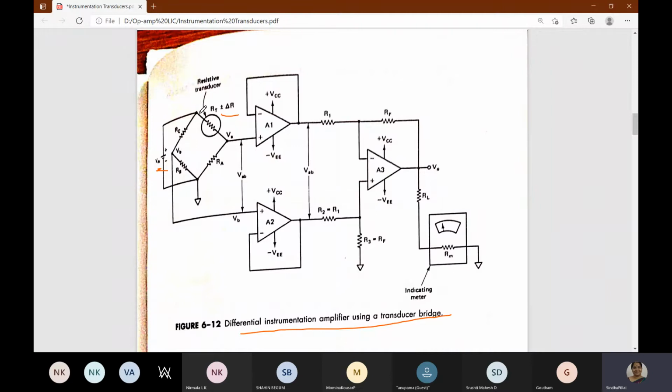Here it will be applied. At first the bridge is balanced, but whenever there is a change in the resistance, the bridge gets unbalanced. Whenever the bridge gets unbalanced, there will be a change in the voltage. If you measure this change in the voltage and it is of a very small quantity, then it has to be amplified. For amplification, we'll go with these 3 op-amps. After getting amplified, we can display it on the indicating meter.